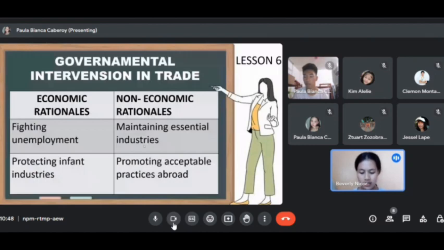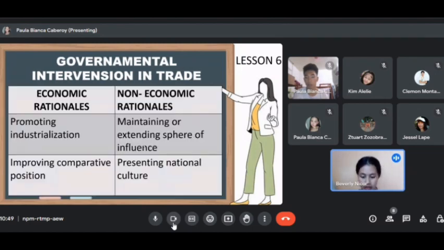Next, why governments intervene in trade. So these are the different factors in economic rationales and non-economic rationales why government intervenes in trade. In economic rationales, they are fighting unemployment, protecting infant industries, promoting industrialization, improving comparative position, and in non-economic rationales, maintaining essential industries, promoting acceptable practices abroad, maintaining or extending spheres of influence, and preserving national culture.